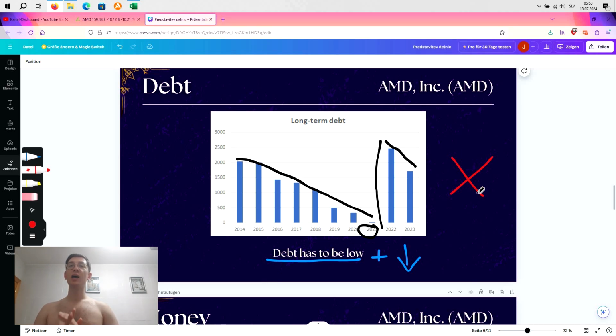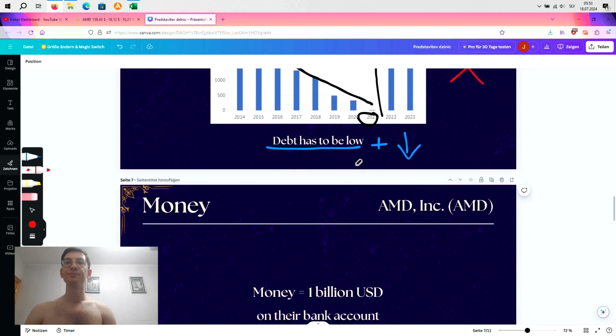So generally debt is a bad thing, unless you have maybe some real estate companies, but that's not the case here. So if AMD wouldn't have increased the debt in the last 2 years, then it would have been a perfect example of a company that has decreased debt and they would have a good goal. But here they unfortunately increased it, so that's a no-go for us again.